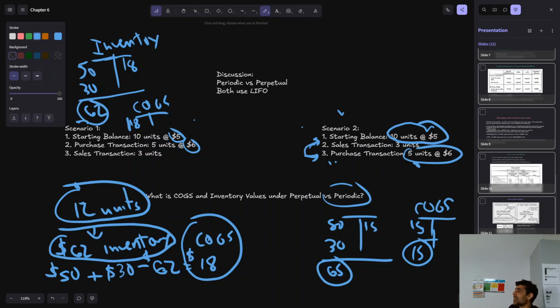Okay, so that's not right. That's why a perpetual system is preferred, because it captures the order of things, which does matter if you want an accurate cost of goods sold.